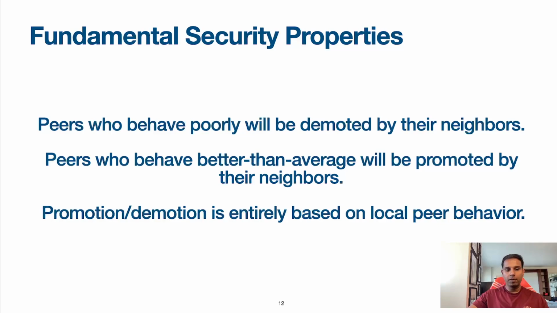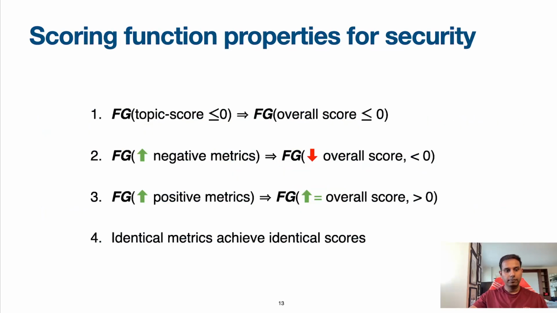Once we had a formal model in ACL2S, we came up with these fundamental properties. The fundamental properties state that peers who behave poorly will be demoted by their neighbors. Peers who behave better than average will be promoted by their neighbors. And promotion and demotion is entirely based on local peer behavior. Formally, promotion and demotion are defined by the score assigned to a peer, which is calculated based on its observed behavior. We decompose our informal properties into four formal properties as shown.